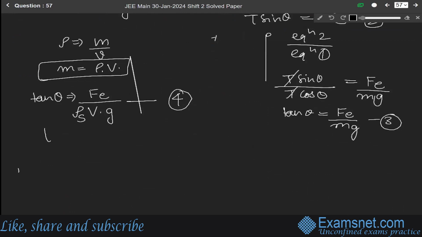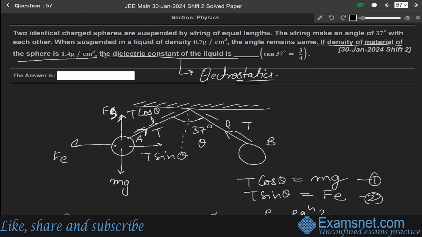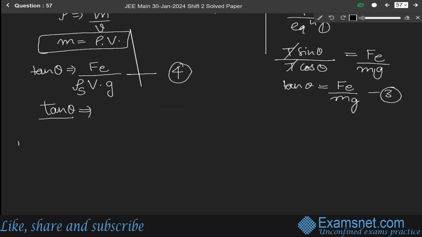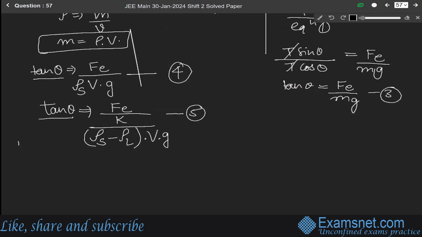Now we can write another equation, when the density of the liquid is given. When it is suspended in a liquid, its density is this much, and it is also saying that the angle remains the same. So tan theta will be the same. So tan theta equals Fe over, now a new dielectric constant K is introduced, K times the density of sphere minus density of that liquid, into its volume into gravity. This is equation 5.